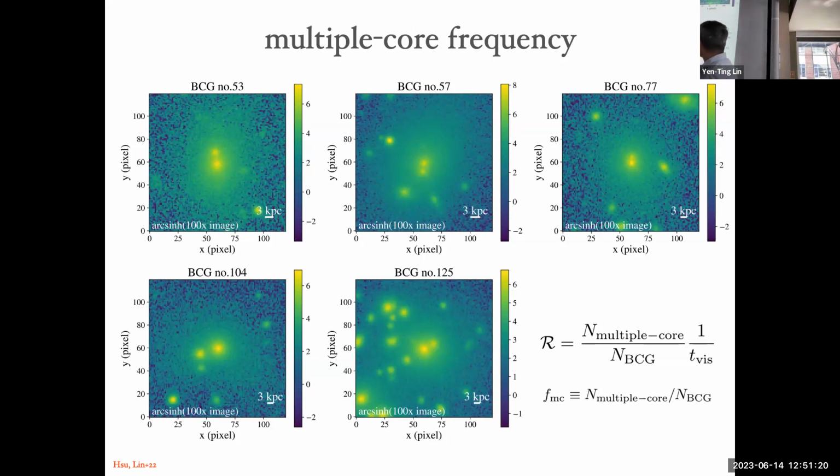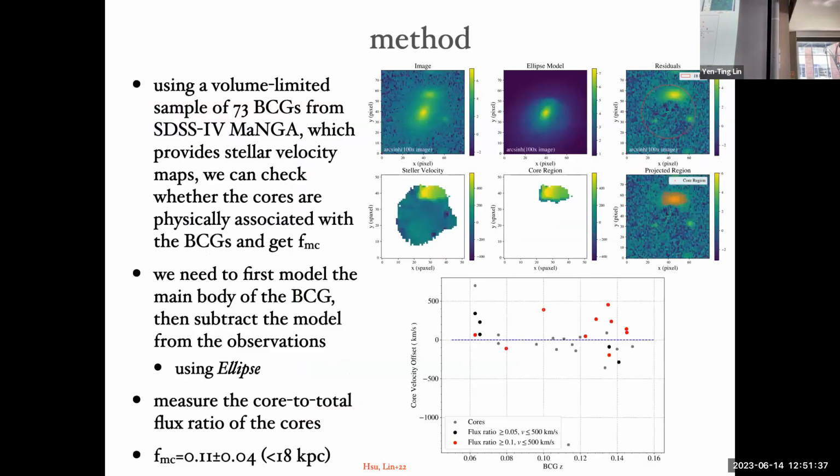So we decided to focus on the first term here, which we call the multiple core frequency, which is basically the number of BCGs with multiple cores divided by the number of BCGs in a complete sample. Using a volume limited sample of 73 BCGs from the Sloan 4 MaNGA survey, which provides the stellar velocity maps, we can check whether the cores are physically associated with the BCGs or just chance projections, and measure the multiple core fraction. This is how we proceed.